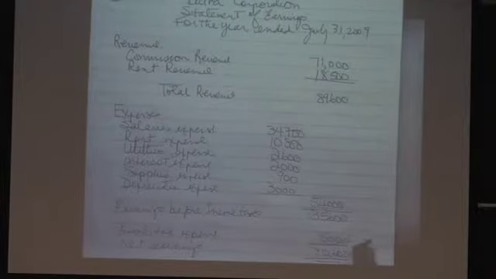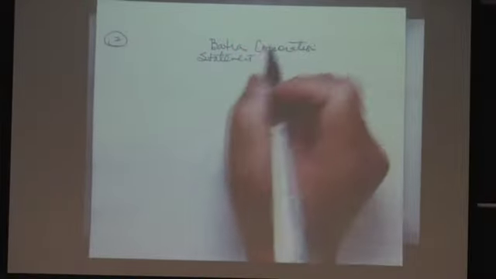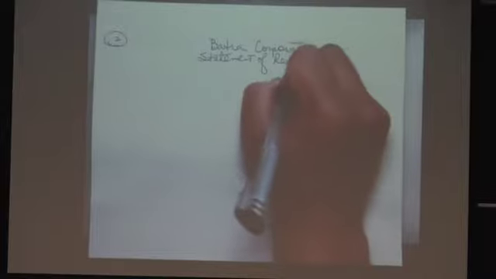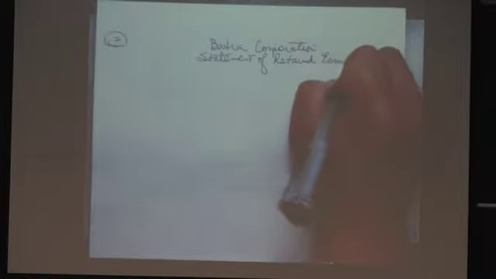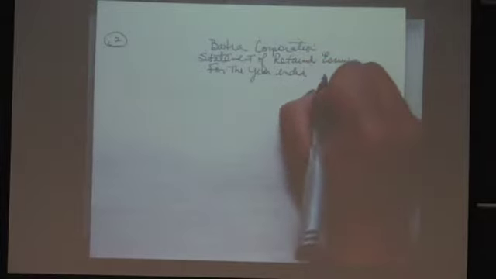Okay? Now we're ready to do the statement of retained earnings. I'll do it on the next page. So again, the name of the company, Batra. This is the statement of retained earnings. And again, the period is for the year ended 2009.